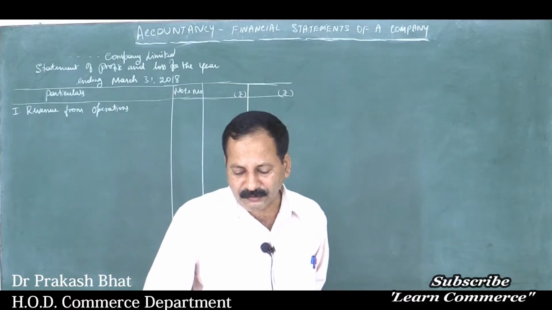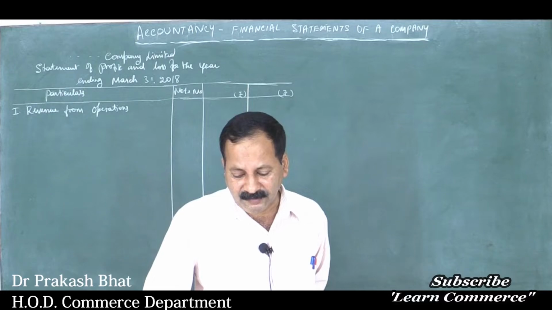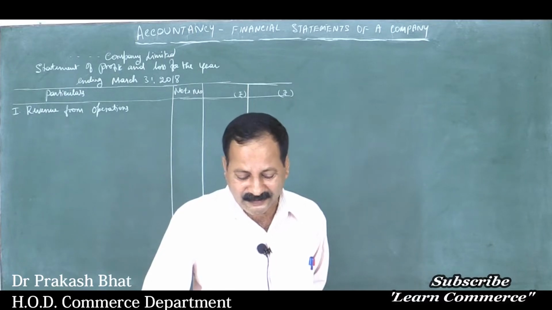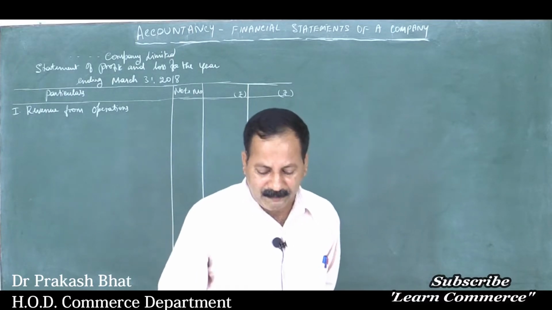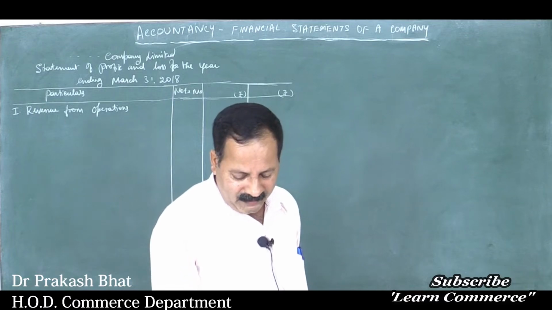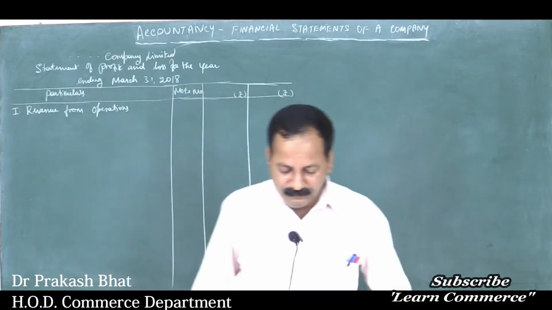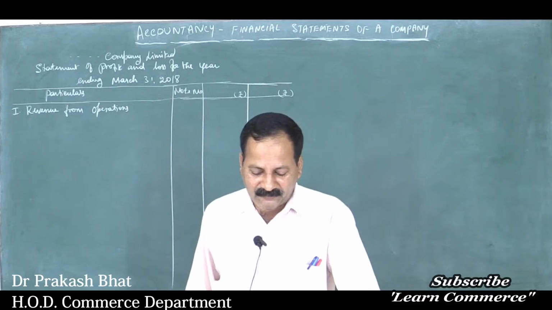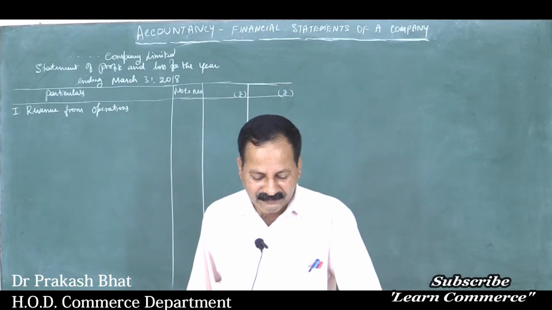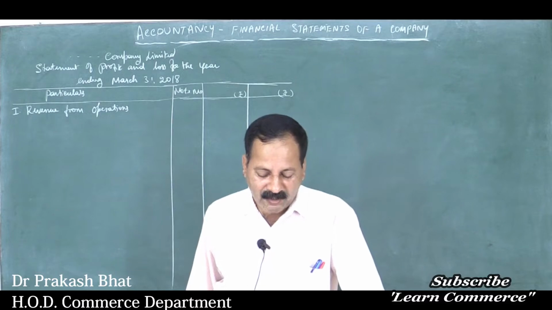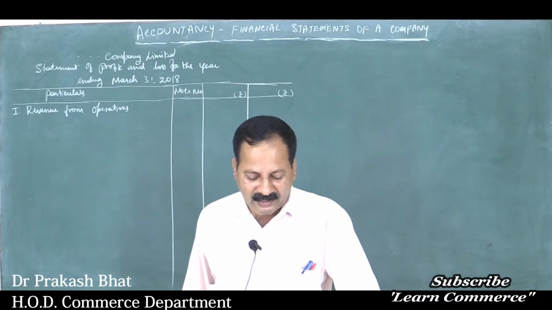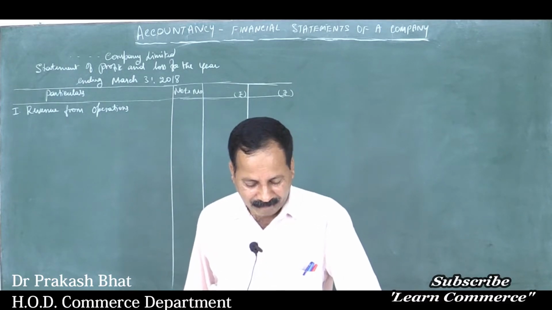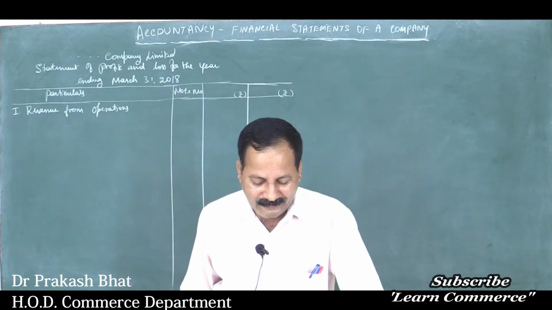Now let us move on to problem number 6, page number 105. I'll read out the problem and in the meantime we'll analyze and solve it. From the following trial balance and other information, prepare statement of profit and loss for the year ending 31st March 2018 as per Schedule 3 of Companies Act 2013. Particulars, debit and credit are clearly given.